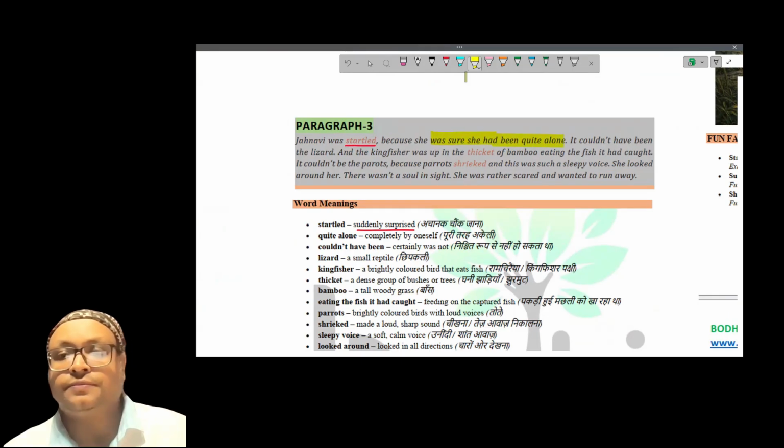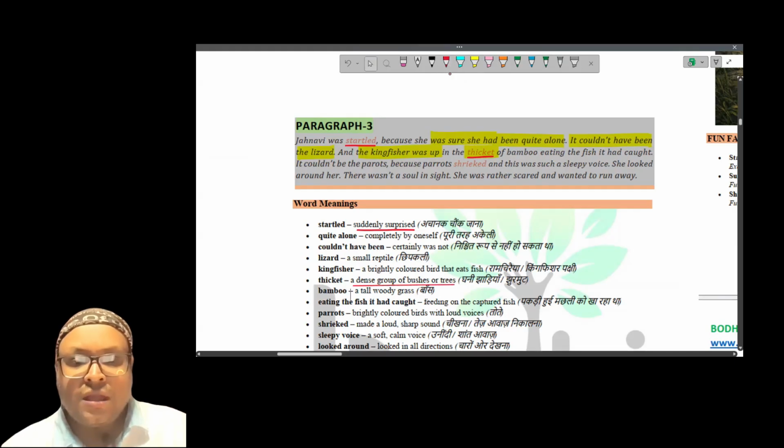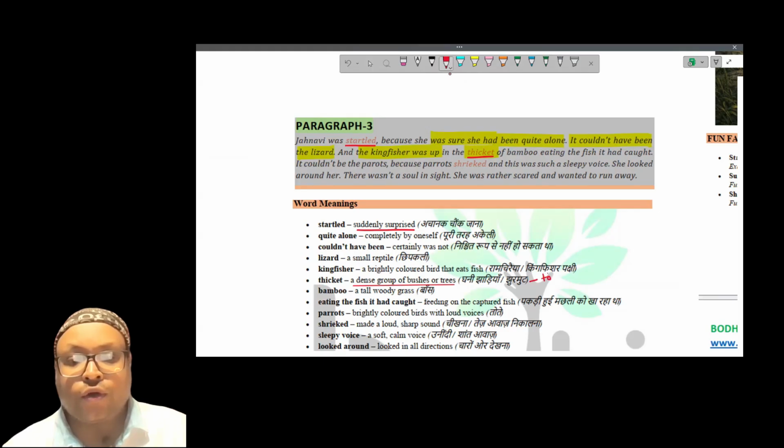Then who is talking? It couldn't have been the lizard. And the kingfisher was up in the thicket. Focus on the word thicket. What does it mean? A thicket is a dense group of bushes or trees. Thickets sometimes are thorny in nature also. Okay. Thorns we shall find in a thicket sometimes. Anyway, so a kingfisher was there in the bamboo thicket, eating the fish it had caught, right?